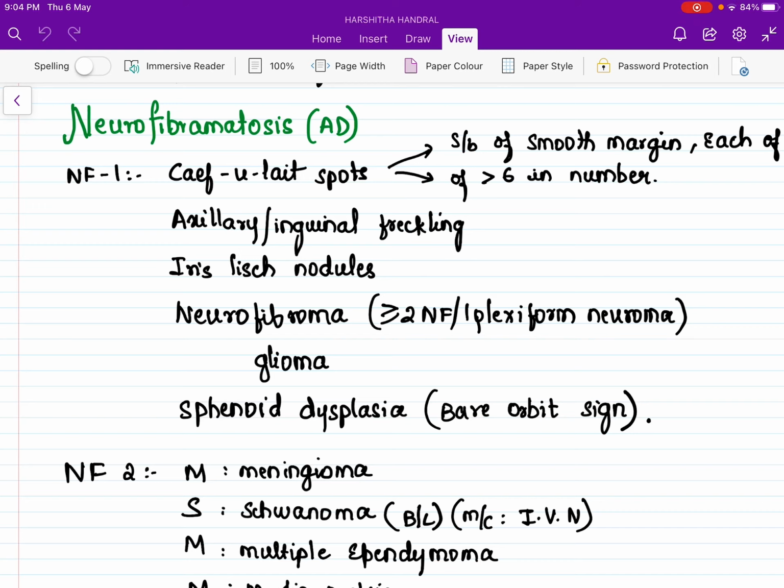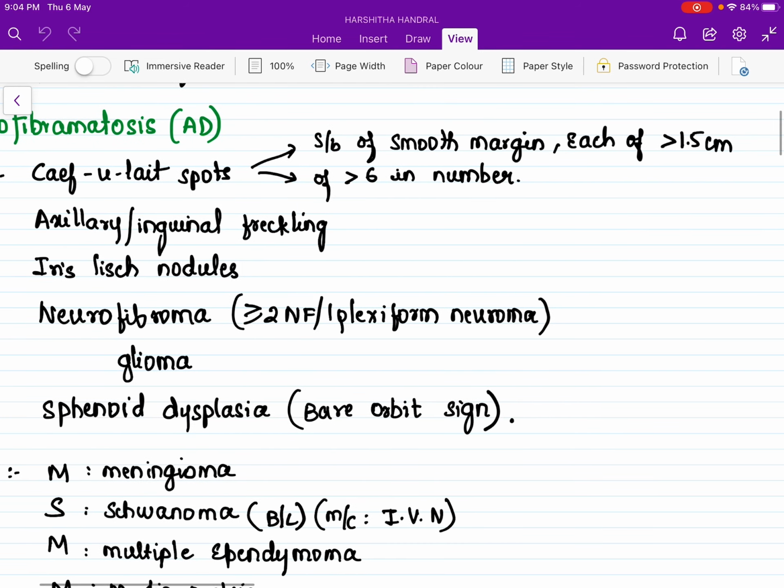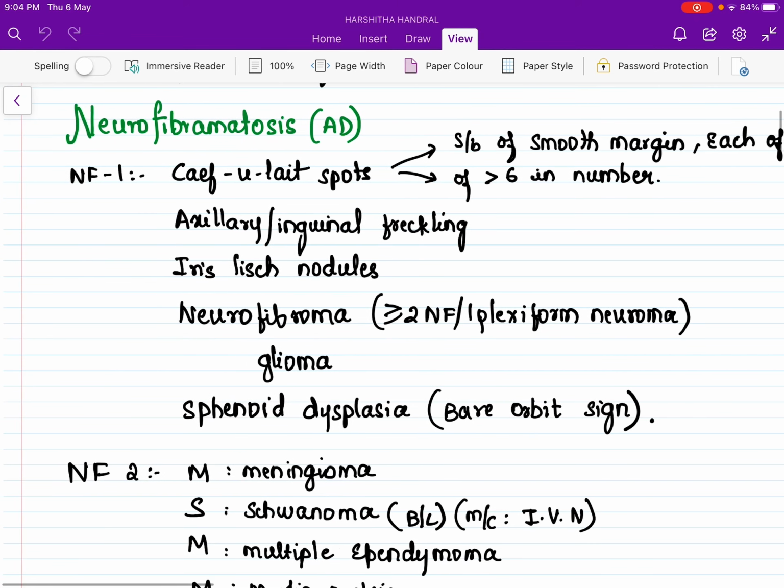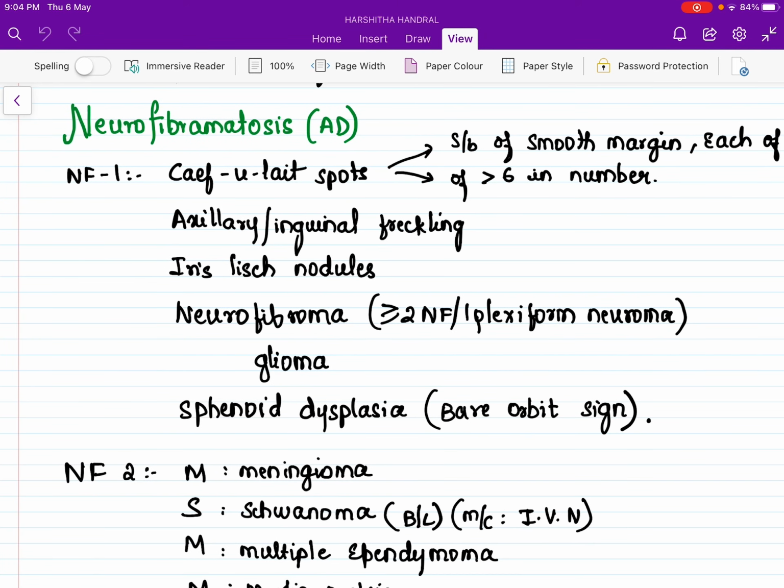We should know that the café-au-lait spot has characteristic features: it should have a smooth margin, it should measure more than 1.5 centimeter, and it should be more than 6 in number. Coming to neurofibroma, there should be 2 or more neurofibromas, or if at all it is a plexiform neurofibroma, then it can also be considered if it is one plexiform neurofibroma. So these are the characteristic features of neurofibromatosis 1.